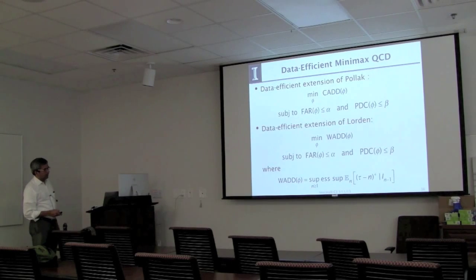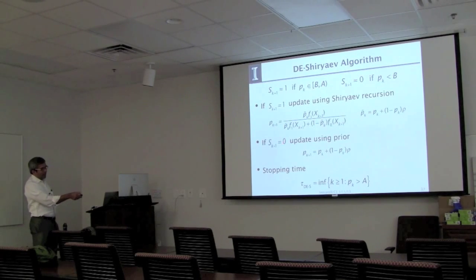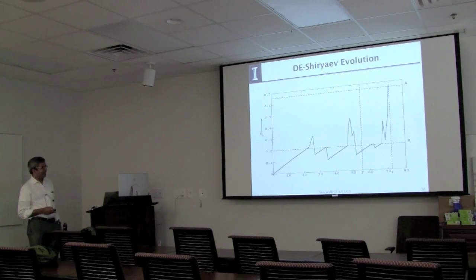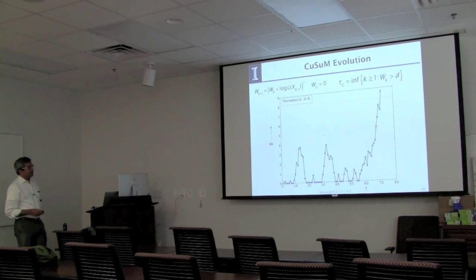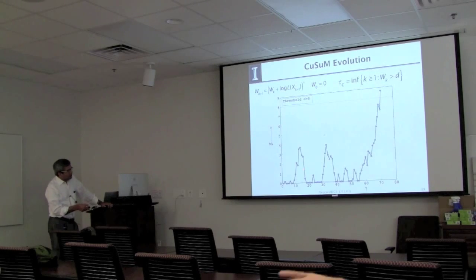All right. So what about the algorithm? That was the formulation problem. And let's go back to the Shiryaev algorithm. When we didn't have an observation, we updated the statistic using the prior. So what do we do now when we don't have a prior? Okay. So let's look at the evolution of the CUSUM algorithm. What the CUSUM algorithm is doing is, every time the statistic falls below 0, it gets zeroed out, right?